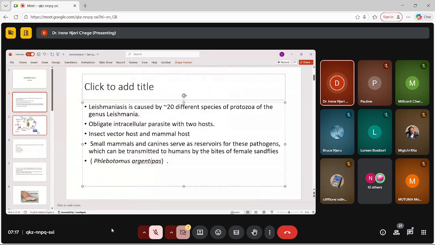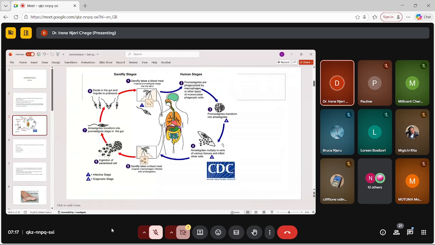So then here, the next slide, we have the life cycle of the host, and we have this sandfly. This sandfly is what we're calling Phlebotomus argentipus. Okay, and it is actually the intermediate host. So it takes in a blood meal, and then when it takes in a blood meal, just like a mosquito, it will transmit the promastigote into the human skin.